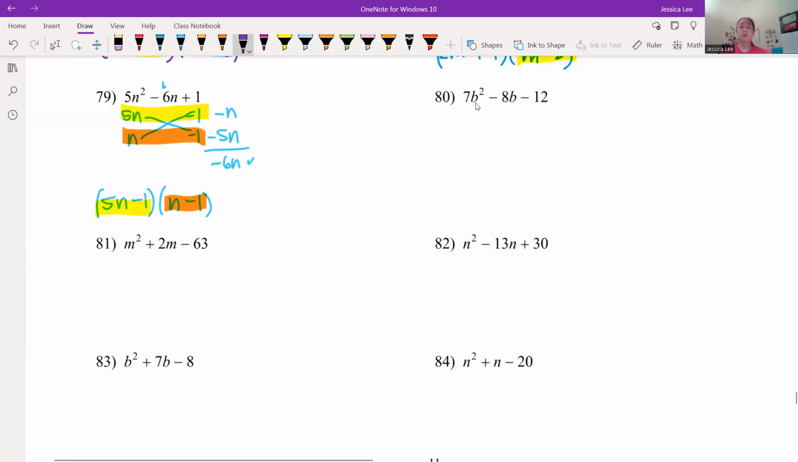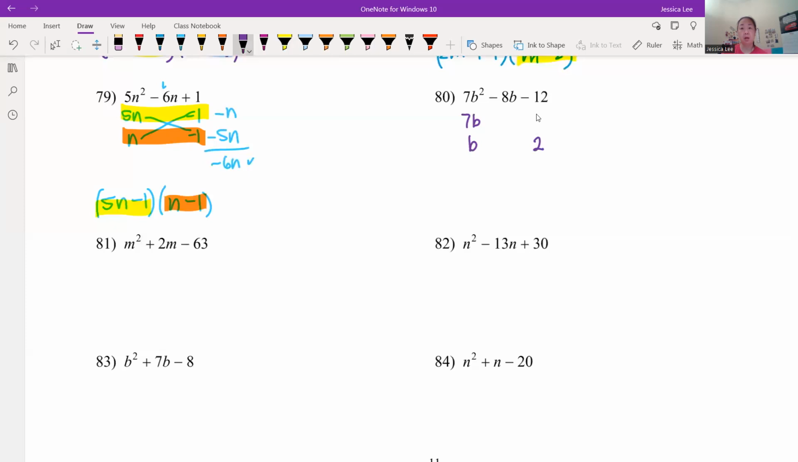Let's use purple. Okay, so 7b squared. The only way to get that is having one of them be 7. So 7b and b. And then 12, there's a couple ways to get 12. So I'm going to use 3 and 4. If I use 3, 4, because I'm multiplying by 7, I'm not going to be able to get to 8. It's going to be too big. So let me try 2 and 6.